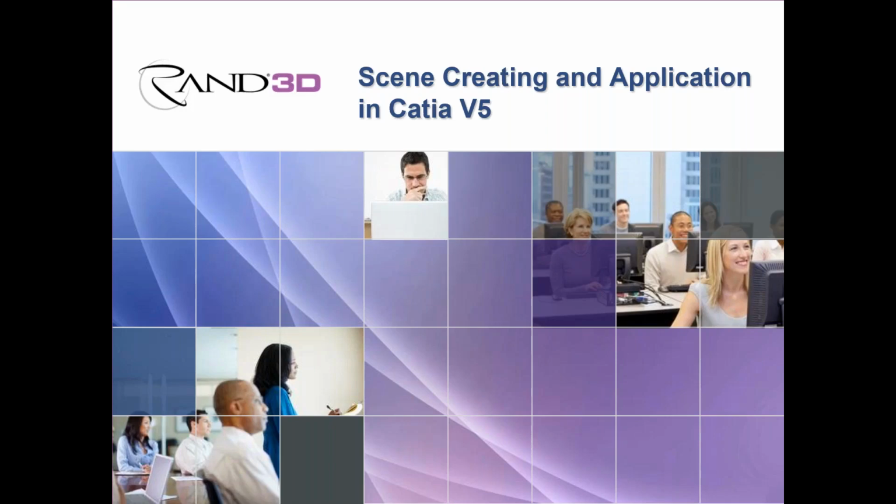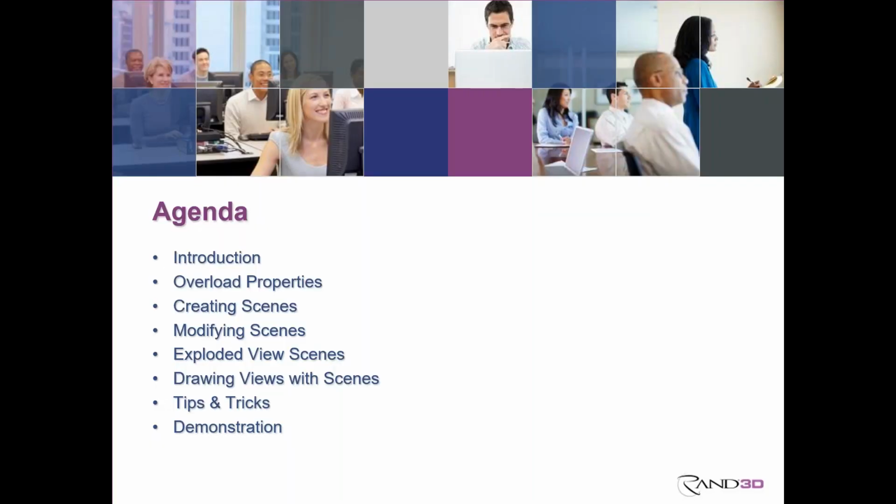Look at how scenes work in CATIA, how we can build them within an assembly, and how we can apply them in drawings as well. Learning what the difference is between a full scene and a partial scene, and exploding components and that kind of stuff. So that's what we're going to focus on. Let me go ahead and get into a little bit of this.